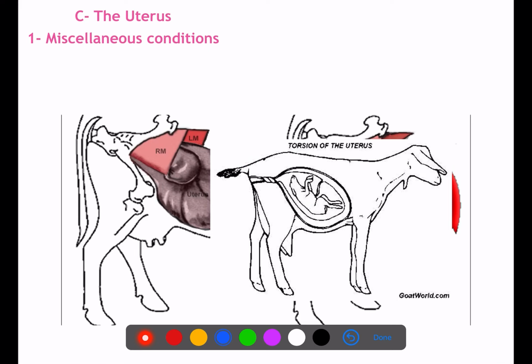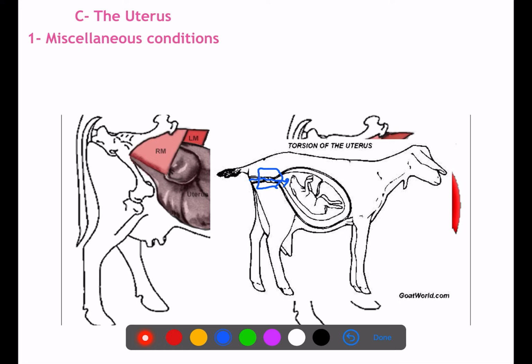Before we enter into specific lesions, generally we have miscellaneous conditions that occur commonly in the pregnant uterus. The pregnant uterus may suffer from torsion. The torsion leads to circulatory obstruction and fetal death.